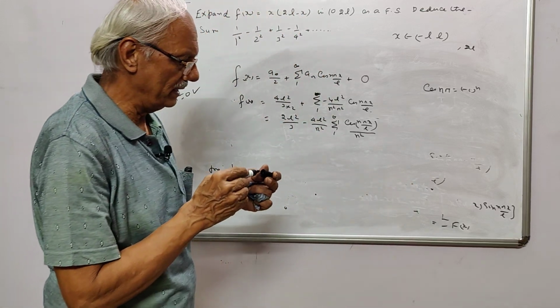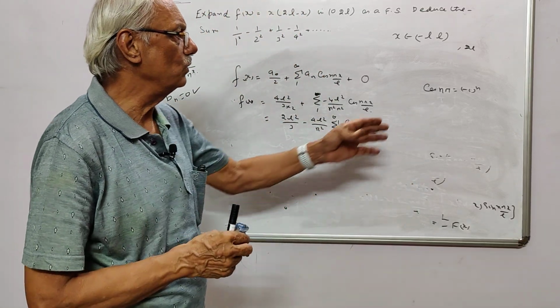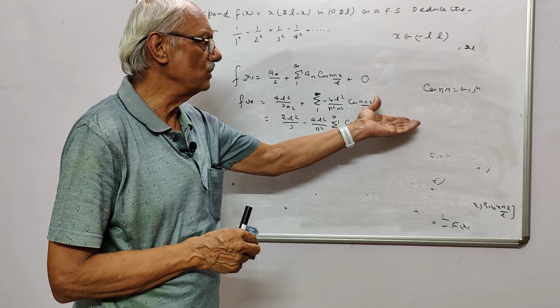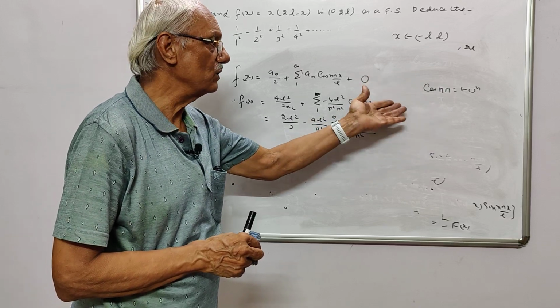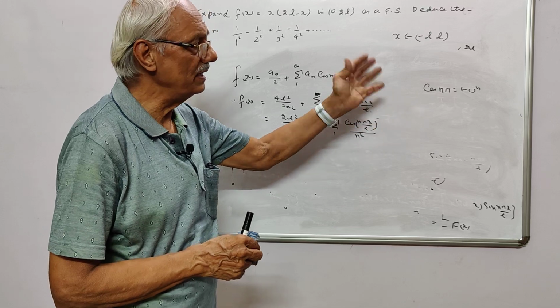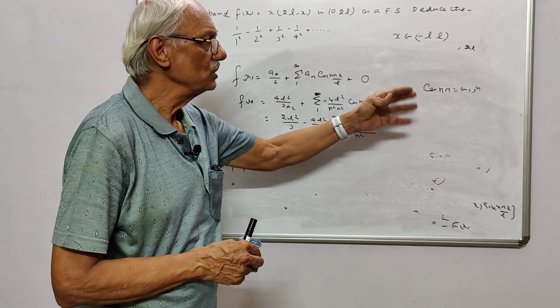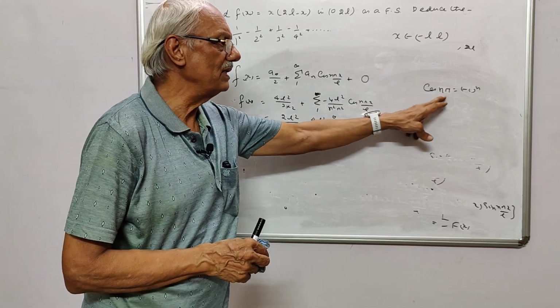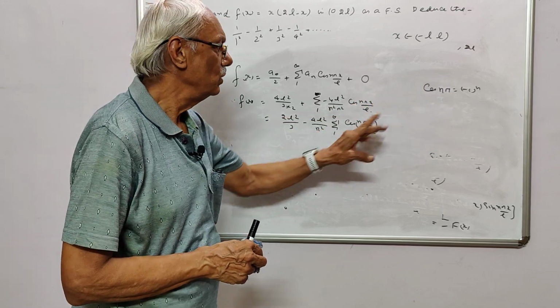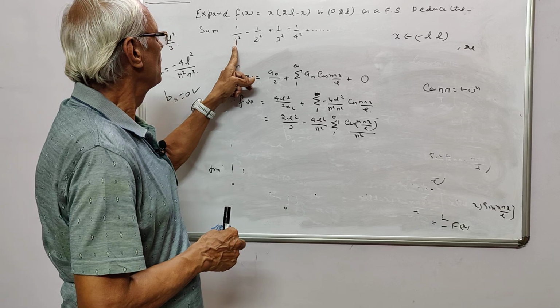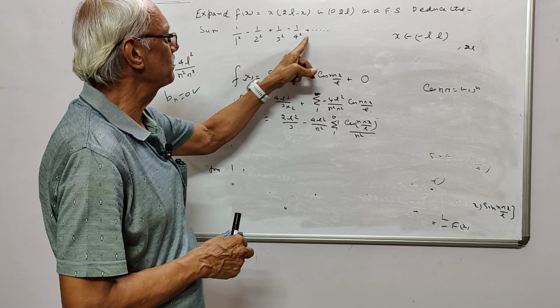Cos n pi is equal to minus 1 to the power of n. When n is equal to 1, it is minus 1. When n is equal to 2, it is plus 1. When n is equal to 3, it is minus 1. When n is equal to 4, it is plus 1. So you see that for even values, it is plus; for odd values it is minus. So this we know. So here you see that plus minus plus minus plus minus.